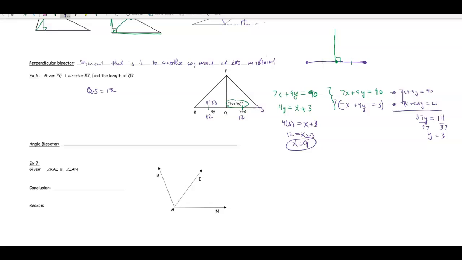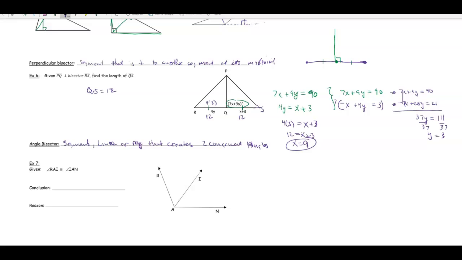And the last thing here is an angle bisector. And this is a segment, line, or ray that, sorry, my pen's not working here, creates two congruent angles. Okay.